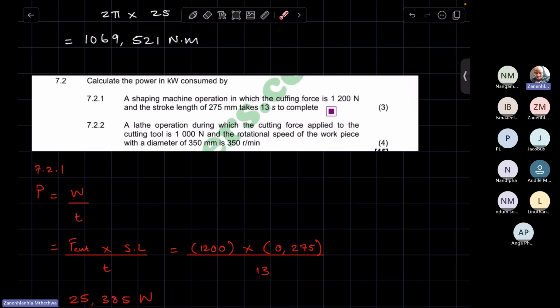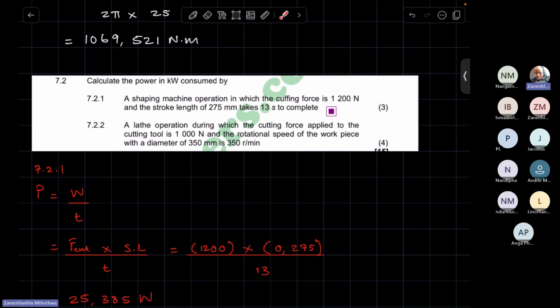So remember, the general formula for work done is force times distance, and the force depends on the kind of problem you are looking at. In this case, the force will be the cutting force, and the distance will be the stroke length. That's how we'll express our work done. And then in terms of time, you've been told that this takes place in 13 seconds. So using this formula, you substitute the cutting force, your distance we take as the stroke length, so you substitute the 0.275, then we divide by time, time being 13 seconds.